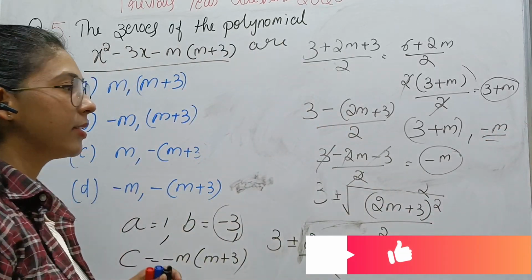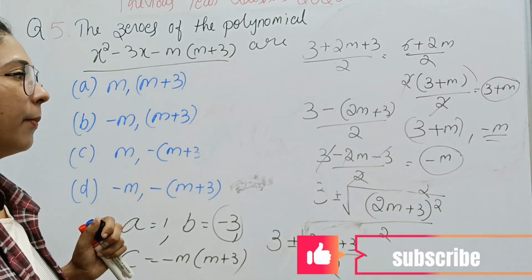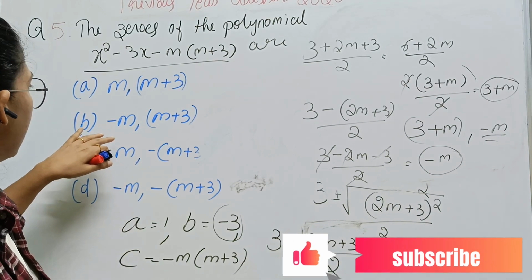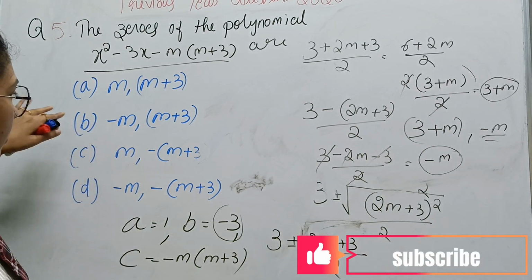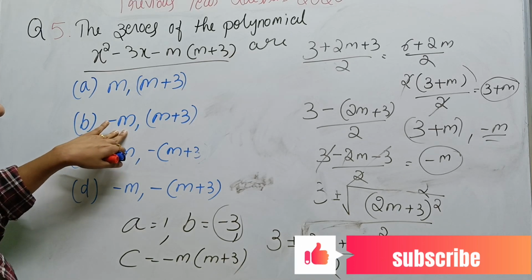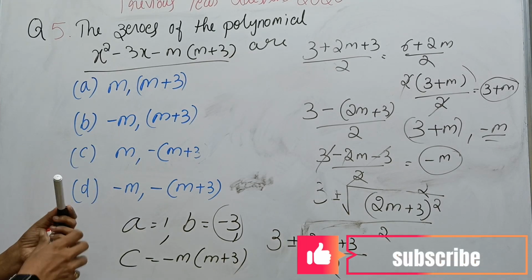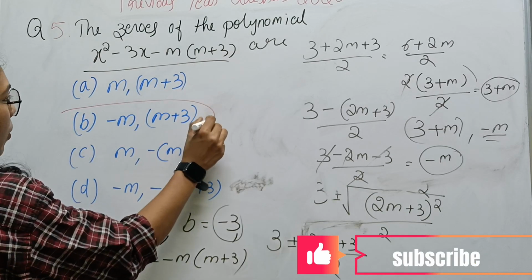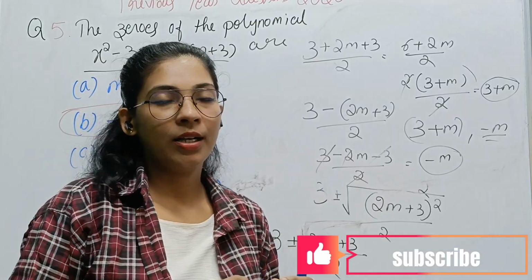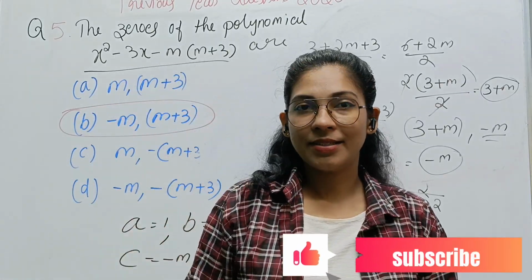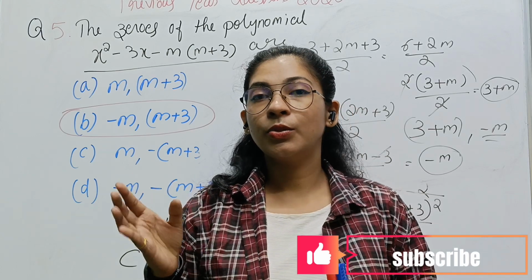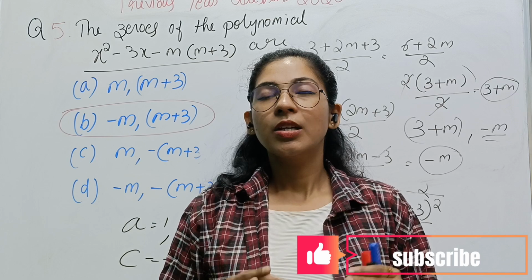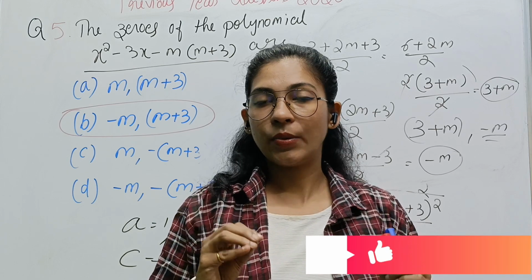Okay, so these are the two zeros of the polynomial, that is option B, minus m comma m plus 3. Okay, so these are the zeros of the quadratic polynomial. Okay, we complete our PYQs 2019 and 2020. Okay, so you have to practice all these questions very well.